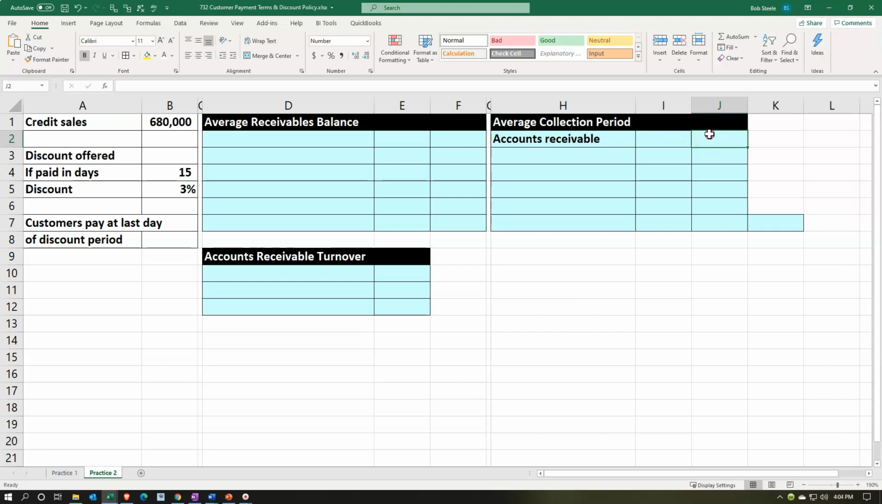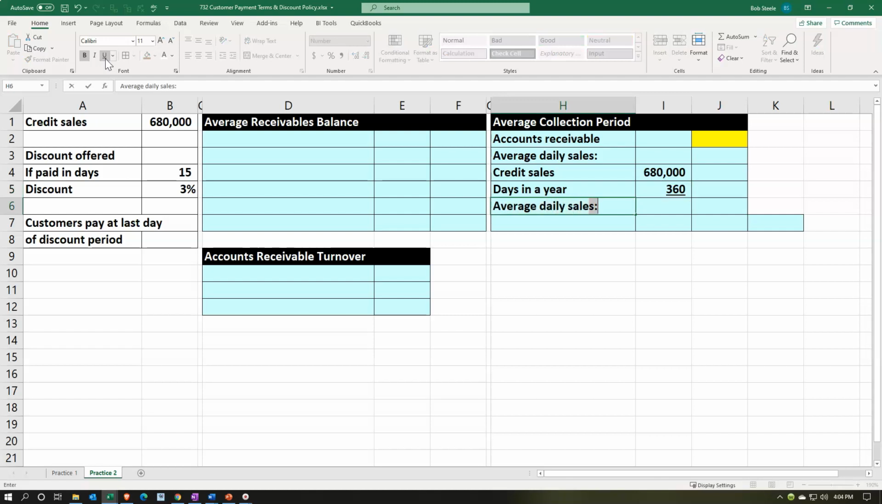So this is the unknown. We don't know the accounts receivable. I'm going to make it yellow, right-clicking on it, making it yellow. And then we're going to divide that by the average daily sales, which we're going to calculate inside with a sub-calculation. It's going to be average daily sales, colon. That's going to be the credit sales. So I'm going to pick up the credit sales tab. That's going to be equal to the 680,000. We're going to divide that by the days in a year, which we're going to round out to 30-day months, so 12 times 30. And let's put an underline under that 360, home tab, font group, and underline. And that'll give us our average daily sales.